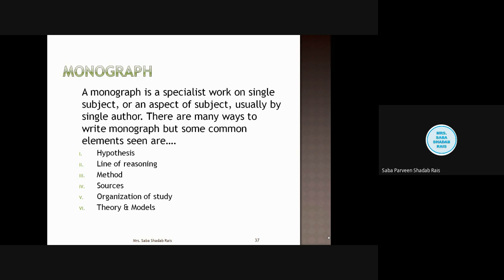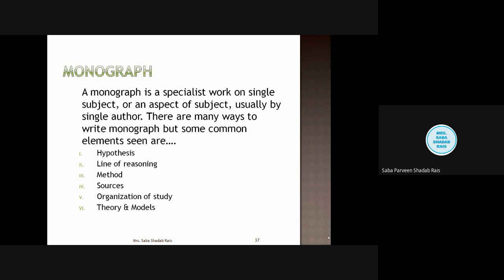At last, we write about the theory and model, whether the author has used models and theoretical aspects from this discipline or not should be added in the monograph. So this is all about the theoretical part of the research methodology.